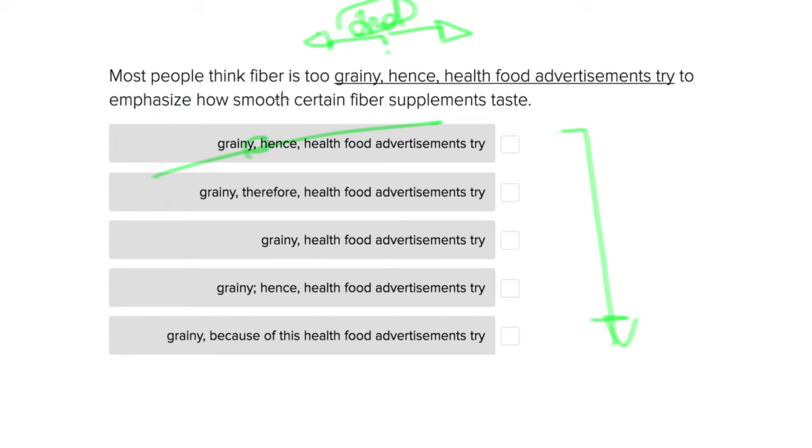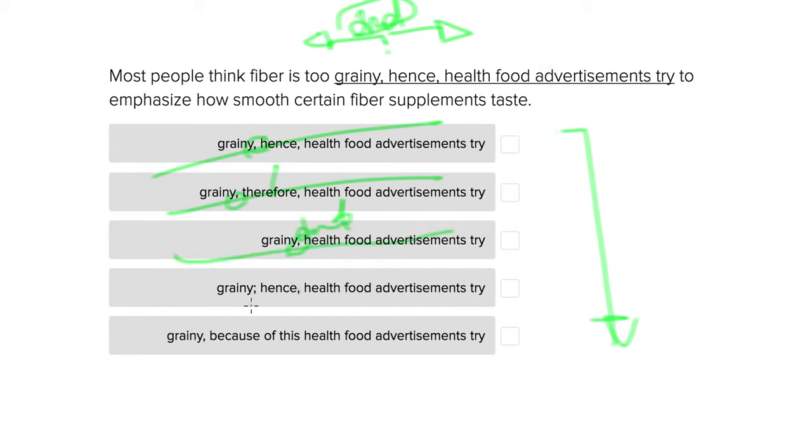Most people think fiber is too grainy. Therefore, health food advertisements try. Well, again, we have that annoying comma there, and therefore serves the exact same purpose as hence. So that one doesn't make sense. Grainy. Health food advertisements try. Again, we have the comma, and we don't have and we have two parts of the sentence that could stand on their own. So again, we still have a run-on there.